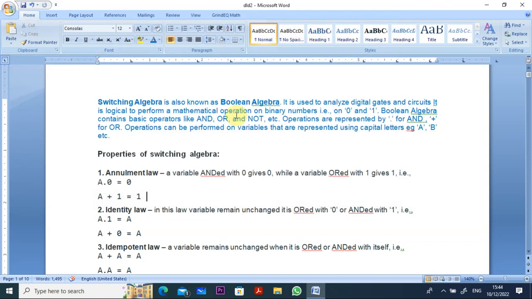We already studied the 9 properties, or the 9 laws, whatever you say, of the switching algebra, or this Boolean algebra. So the basic operations are AND, OR, and NOT. These are three basic operations, and AND is represented by a dot, and OR is represented by a plus sign.